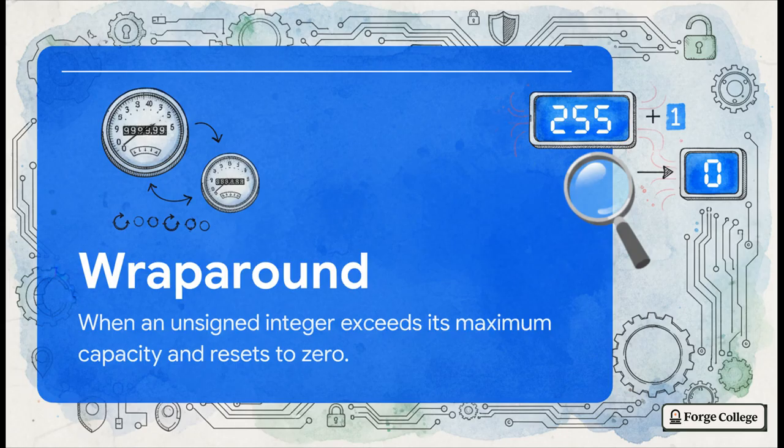Early Ethereum devs were obsessed with saving gas, so they crammed numbers into tiny data types like a uint8, an unsigned 8-bit integer. Its absolute max capacity is 255. Push it to 256 and it just silently resets to 0. No warnings, no errors, just instantly corrupted data.